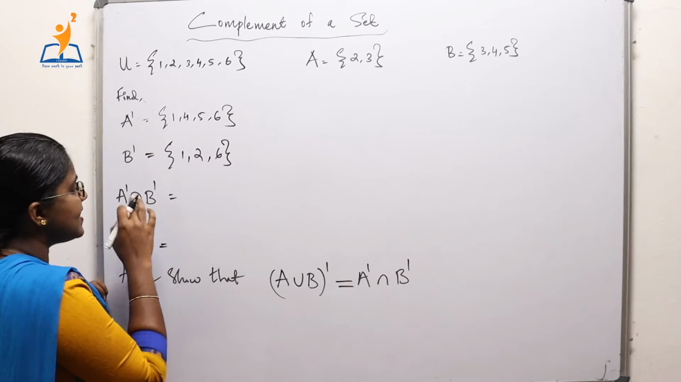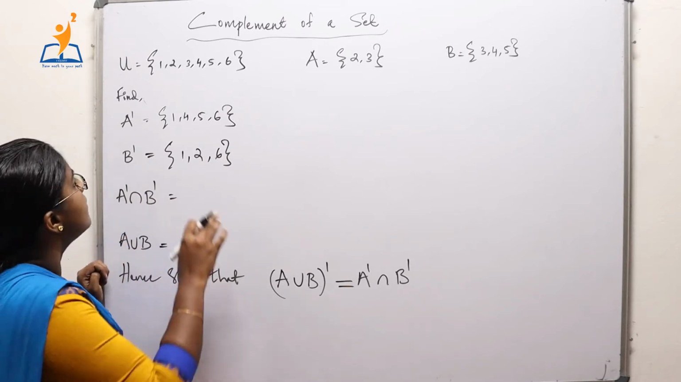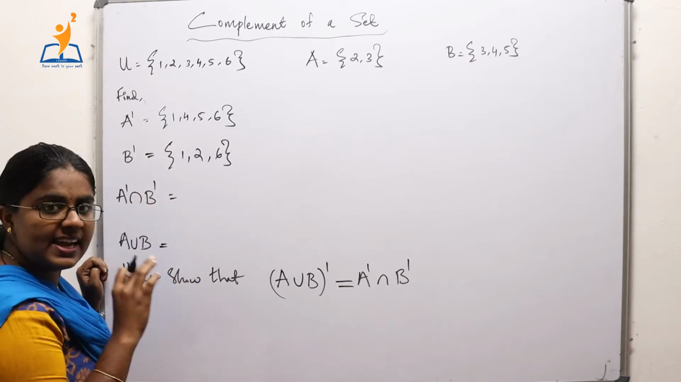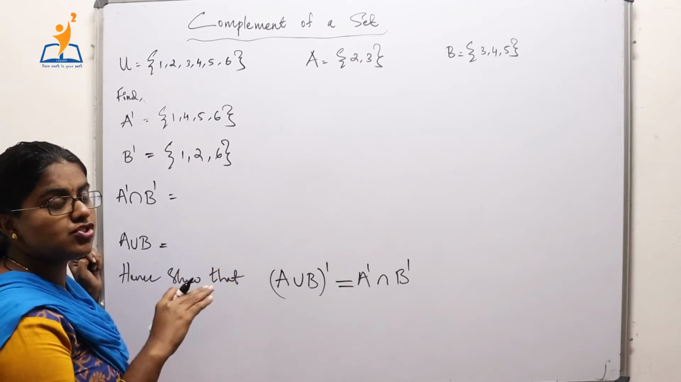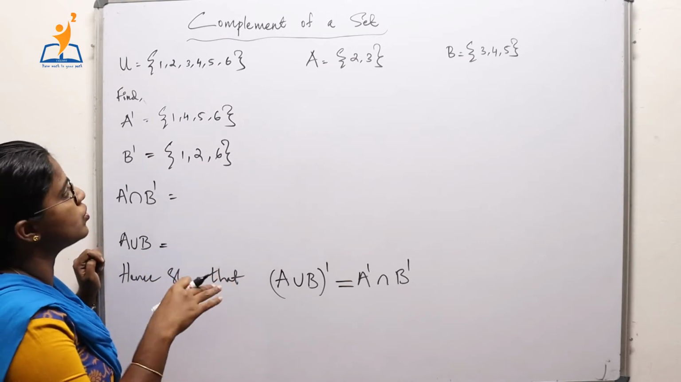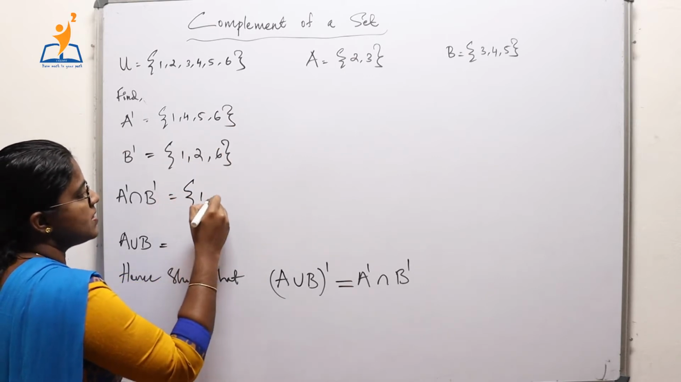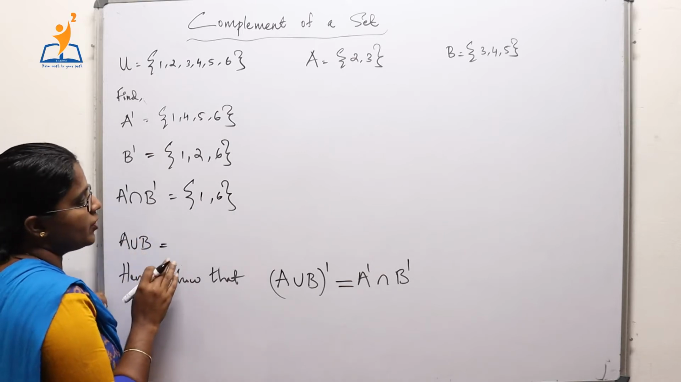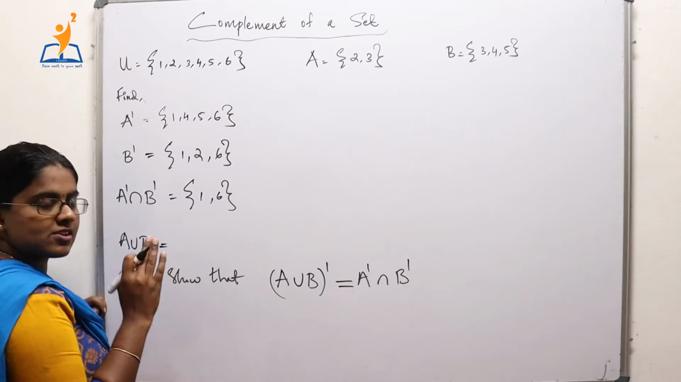Now what is A complement intersection B complement? We have A complement and B complement here. To find the intersection of these two sets, we want to find which elements are common to both of them, and we find that 1 and 6 are the only elements common to both of them. No other elements are common to both of them. So that's our A complement intersection B complement.